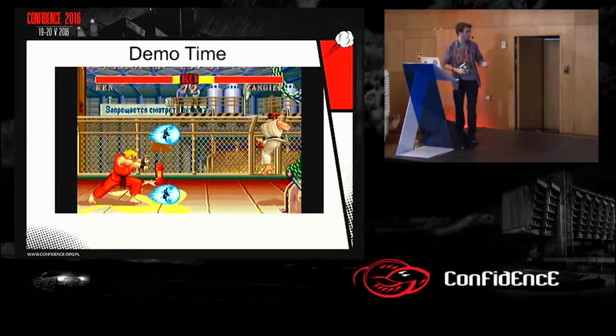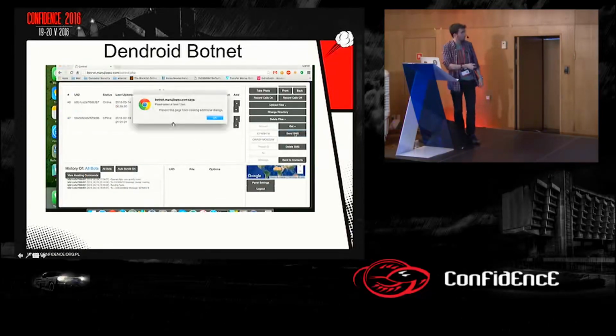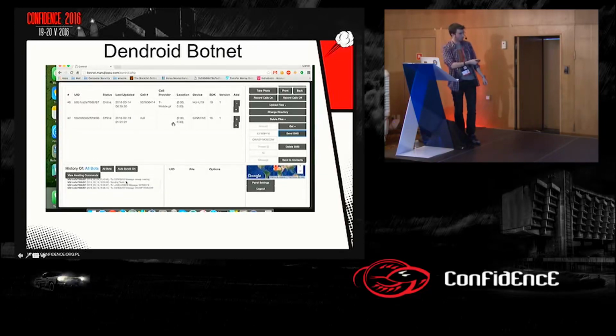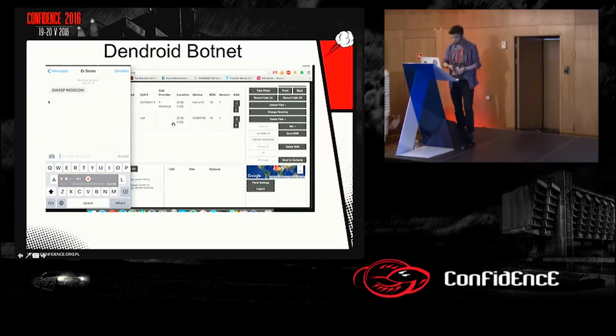Now I want to show you how this Dendroid botnet works. A friend let me install this botnet on his phone. Here we have the control panel of the botnet. We have two devices, and we select which device we want to work with. Now we are trying to send a message from my friend's phone to my phone using this interface. This is my phone. We actually receive the message sent from his phone to my phone, but using the botnet.